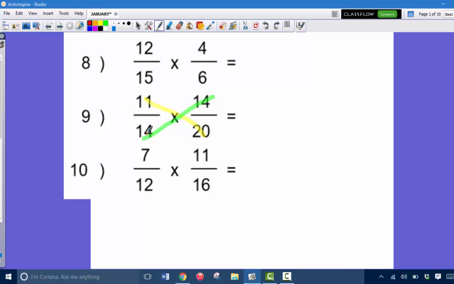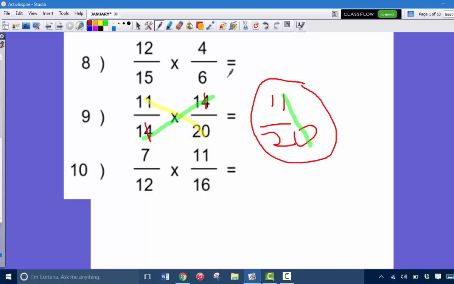But I have a 14 and a 14. This one can reduce because 14 will go into 14. Basically, I'm asking this one time. Same thing here. 14 will go into 14 one time. This makes it a whole lot easier now to multiply straight across, doesn't it? Because you have 11 times 1, which is 11, and then 1 times the 20, which is 20. And then I'm going to look one more time for reducing, have an even and an odd. I am done. So my final answer for this one will be 11/20.